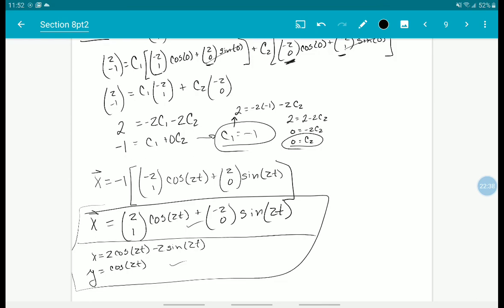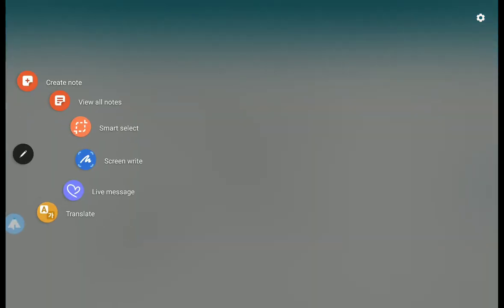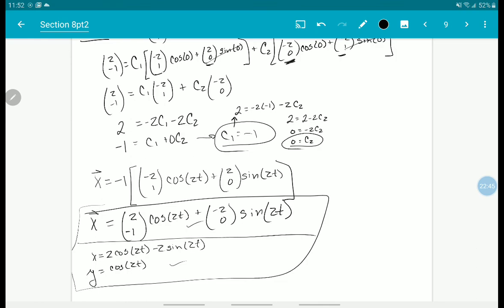Oh, one thing. When I distribute that negative, don't forget to distribute to the denominator. This should be a negative 1, so this guy should be a negative cosine. There's our final answer.